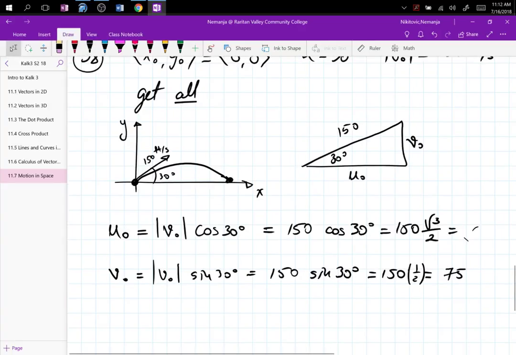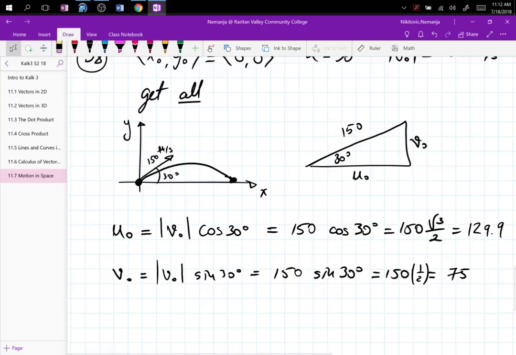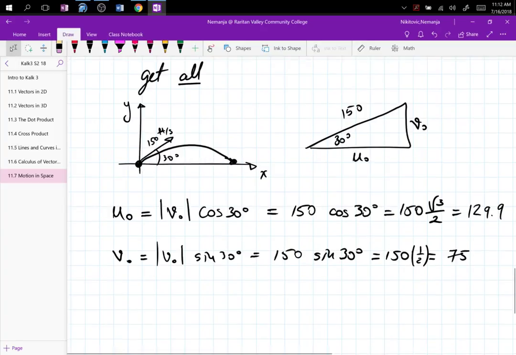$129.9. Should have called it 130, but nah. All right. So now we have these, and I can place these into a vector.